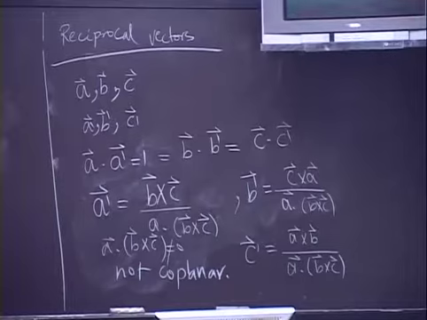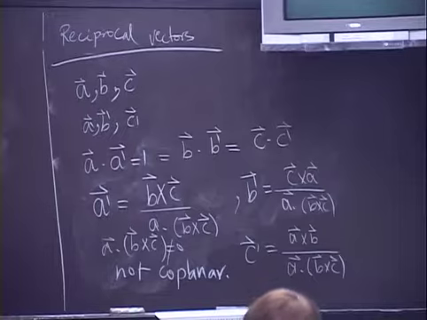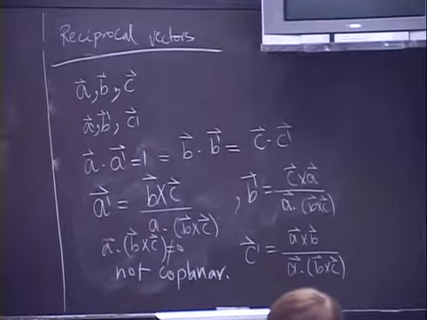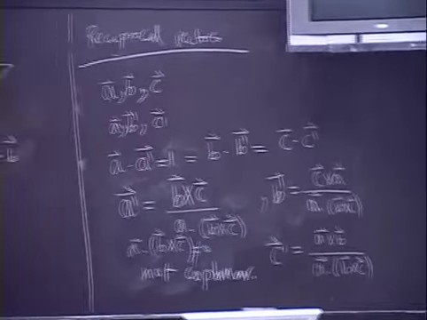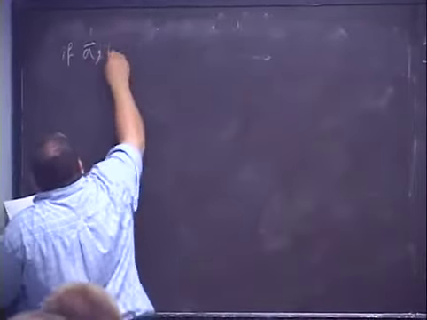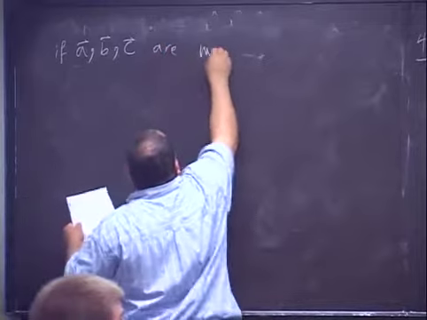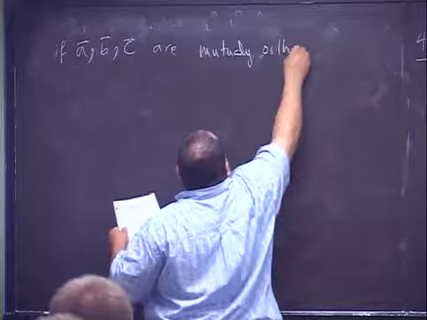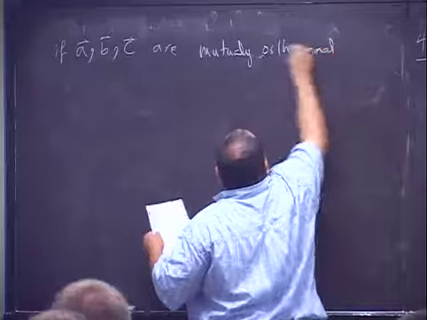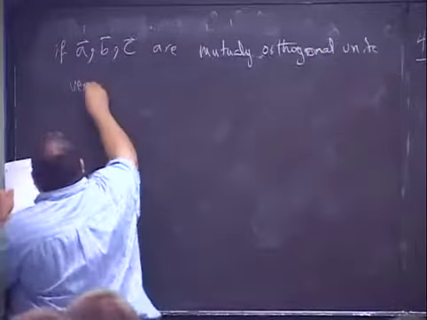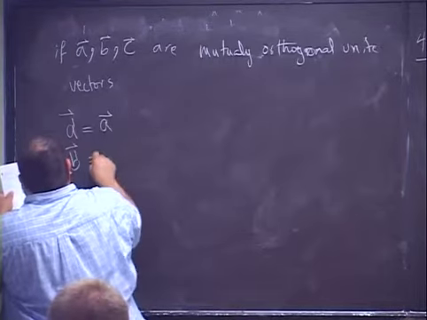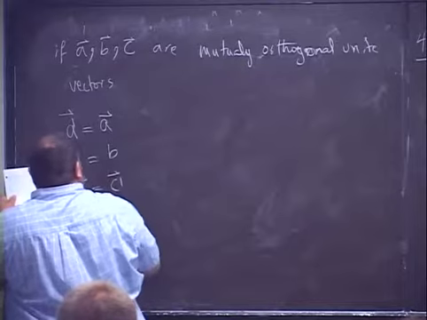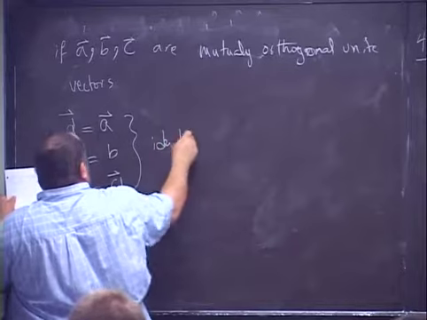And if A, B, and C are mutually orthogonal unit vectors, like I, J, K in the Cartesian system, then A prime equal to A and B prime equal to B and C prime equal to C, and this is what we call an identical system.